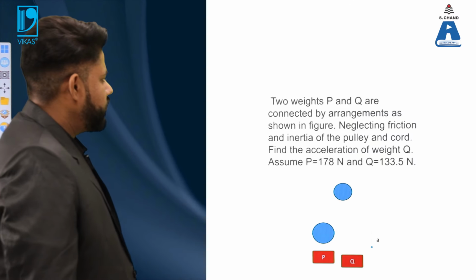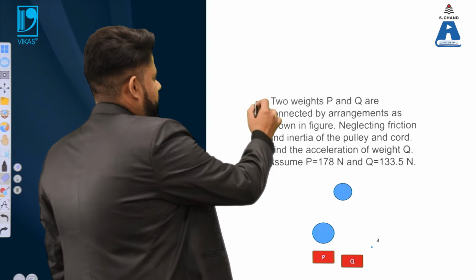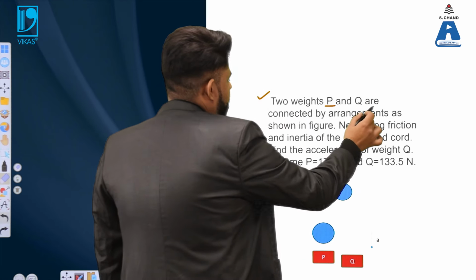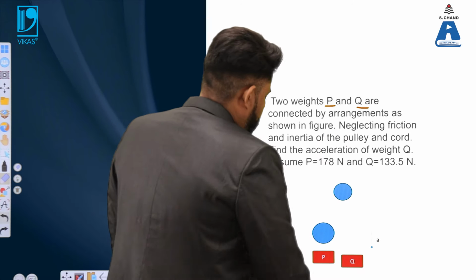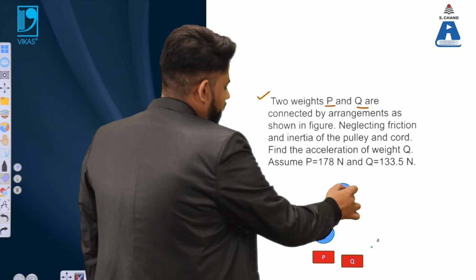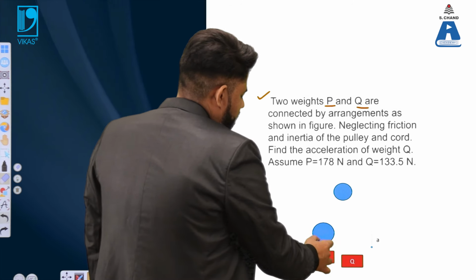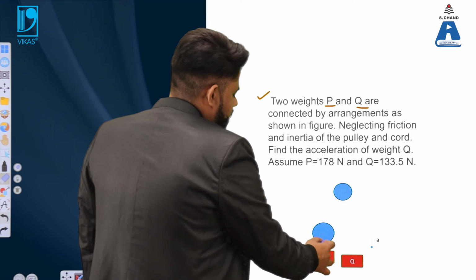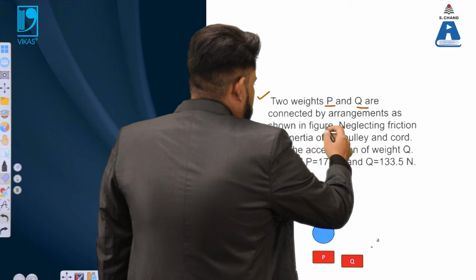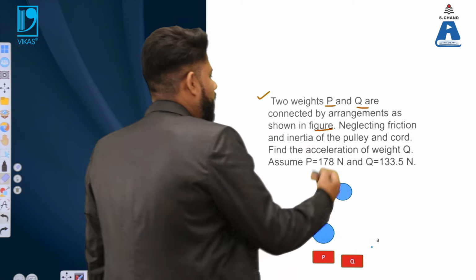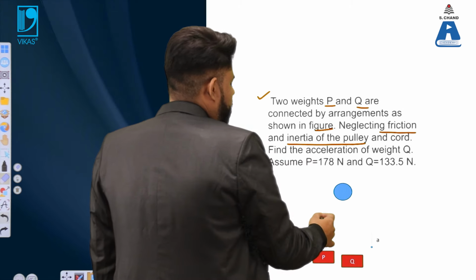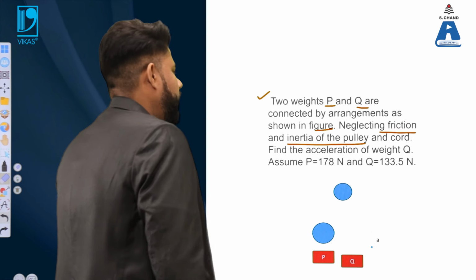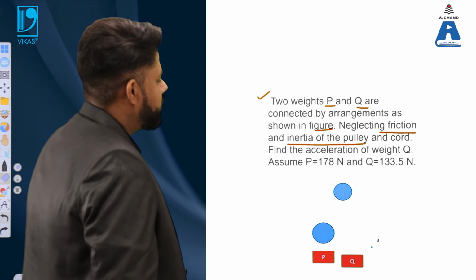So straight away, I am coming to the example in which you have two weights, P and Q, connected by the arrangement shown in the figure. You have a pulley arrangement: the first pulley and the second pulley, and the two weights are tied on it. One is P, and the other is Q. Now what is required? Neglecting the friction and the inertia of the pulley and the cord. So you don't have friction involved in the pulley and the cord, and what is required?